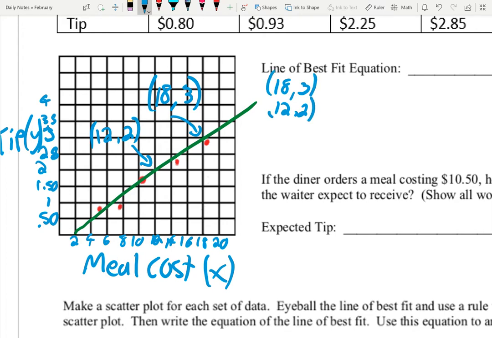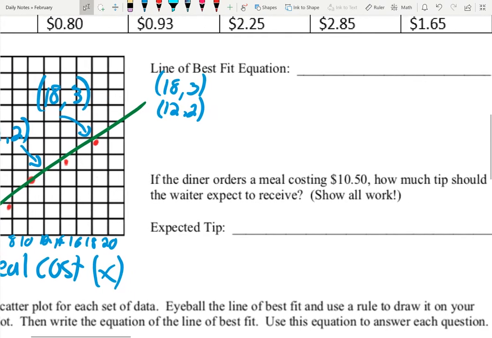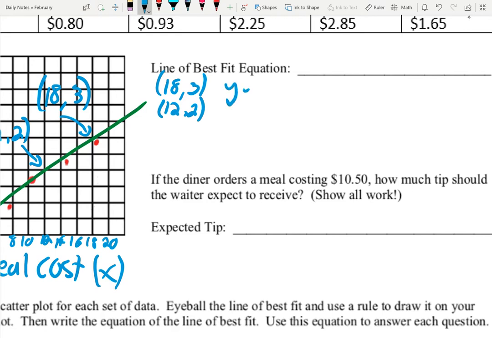So now you've written your points down, okay? Now here's what you're going to do. You're going to do the slope formula, y minus y over x minus x. So the y values are the second ones, so the 3 and the 2. I'm going to take the first point and subtract the second point.